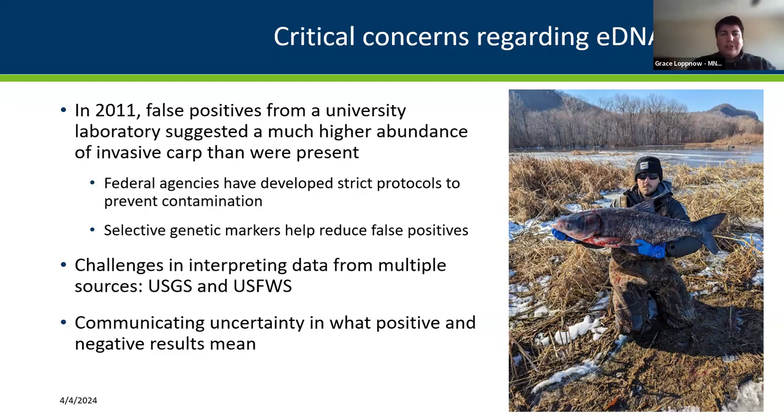There are challenges in interpreting data from multiple sources. I talked about how we use sample data from Fish and Wildlife Service grab samples that are centrifuged and processed according to their protocols, as well as filtered samples from USGS that are processed according to their protocols. So we do get differences in detection rate from the two different agencies, and that can create some challenges in knowing how to interpret those data.